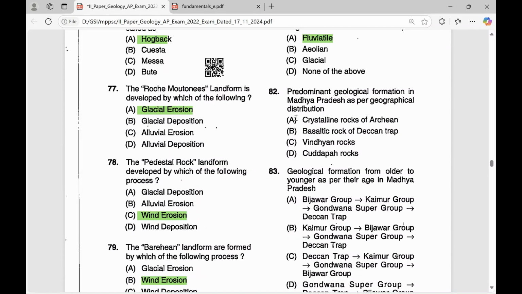Okay. Next, the predominant geological formation in Madhya Pradesh as per the geographical distribution. So the options are crystalline rocks of Archean, basaltic rock of Deccan Trap, Vindhyan rocks, and Kadapa rocks. So guess the correct answer. The answer will be Vindhyan rocks.